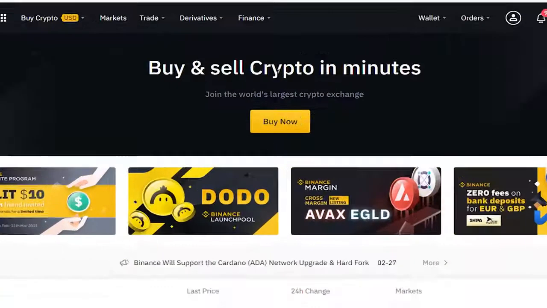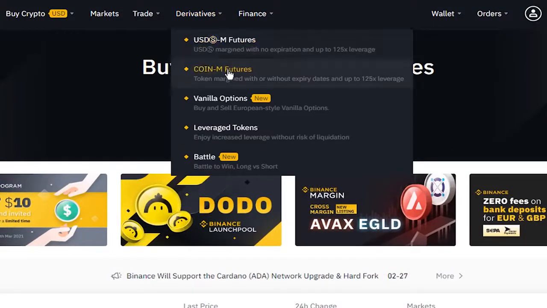Now, getting back to the menu bar derivatives, here we have two kinds of contracts to select. USD-M futures, which are actually USDT margin futures, and we have leverage up to 125 for them. In these kinds of futures, stable coins like USDT are used as collateral, so you must have stable coins available for trading and your profit and loss is based on the stable coin.